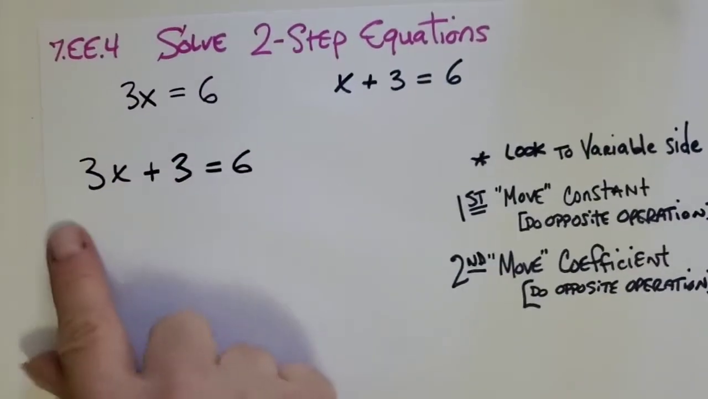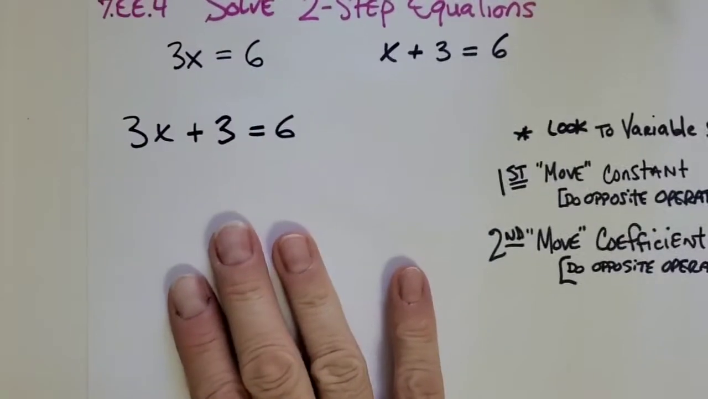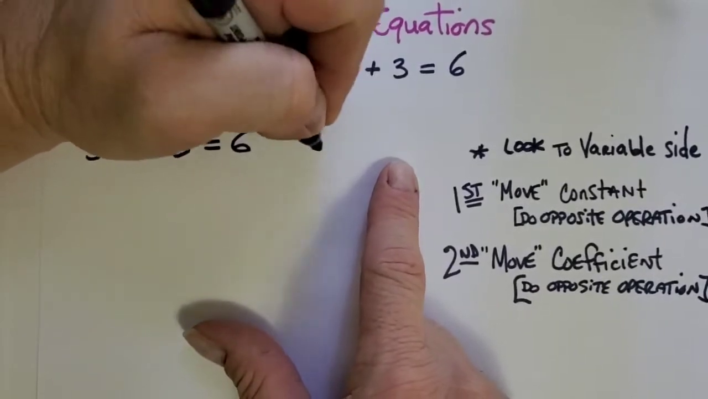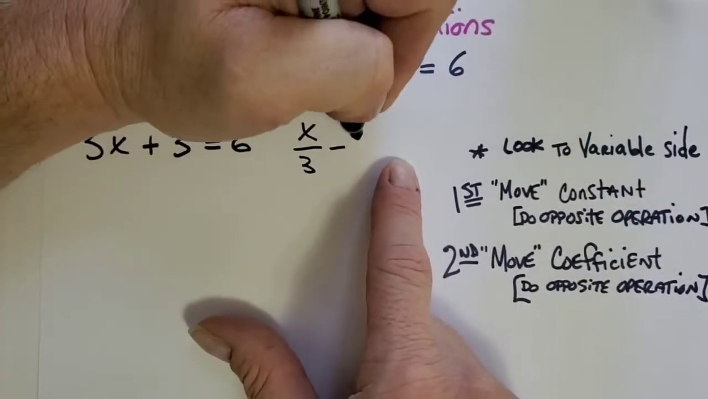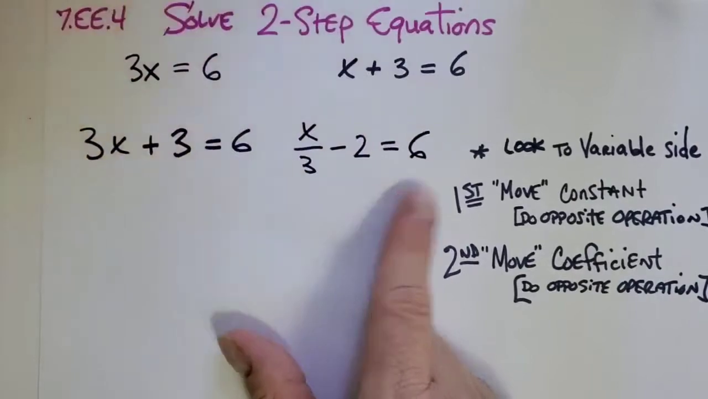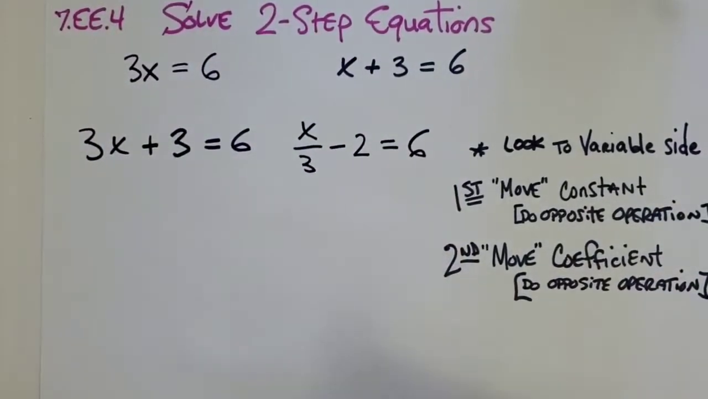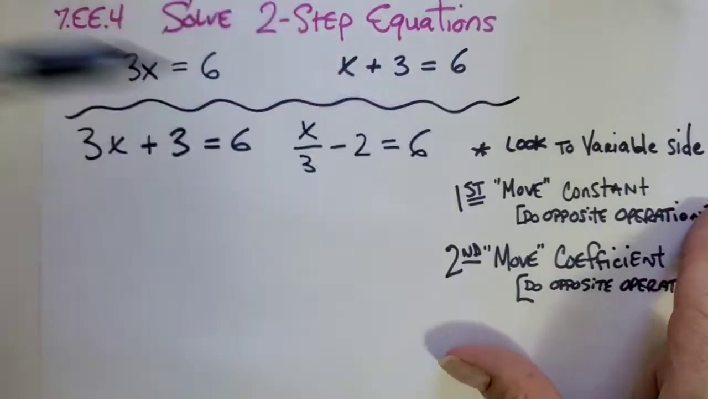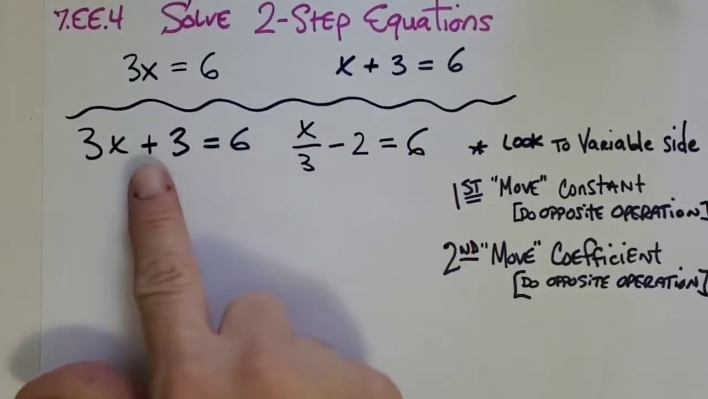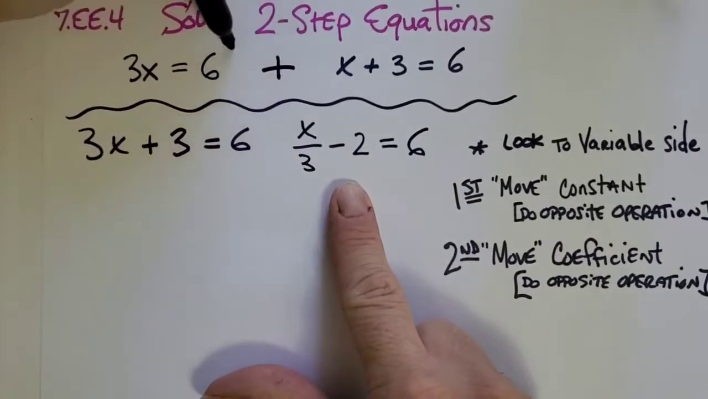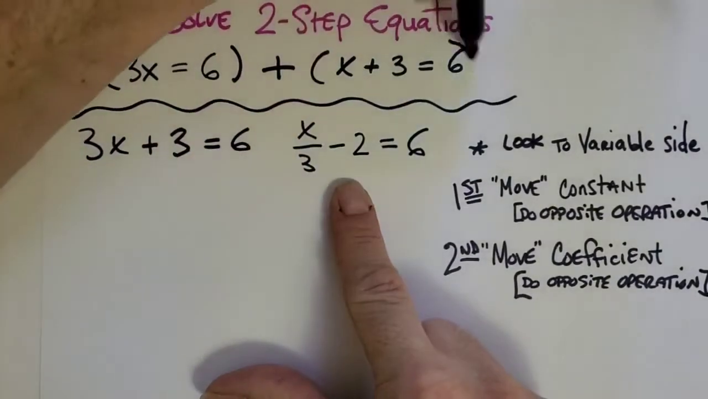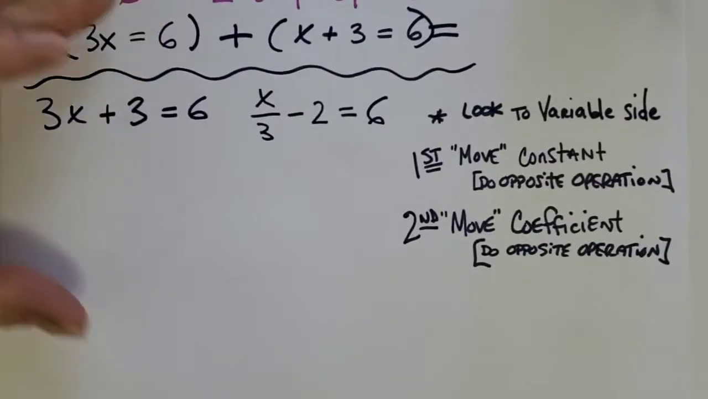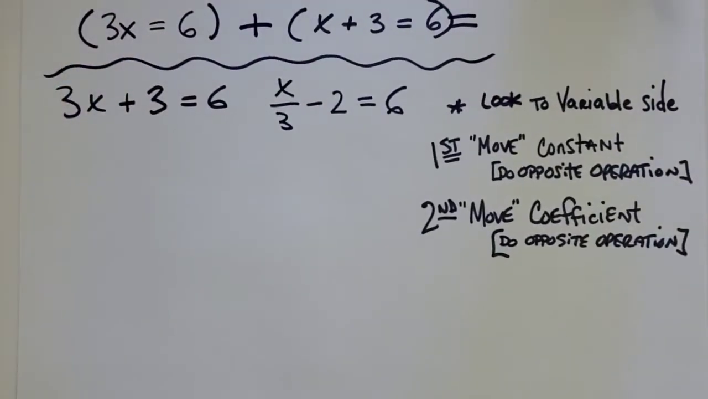All right? So this is the format of a two-step equation. You might also see this, okay? Something like this might be common. This is a two-step equation. There's two steps to solve. So if we're dealing with two-step equations, we're really putting together one-steppers.